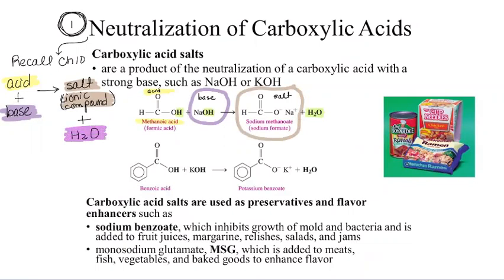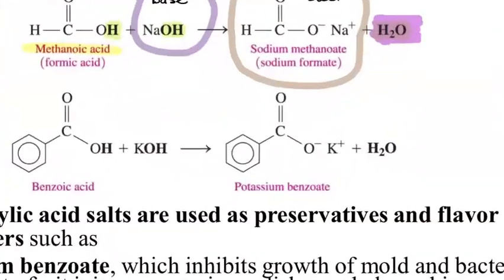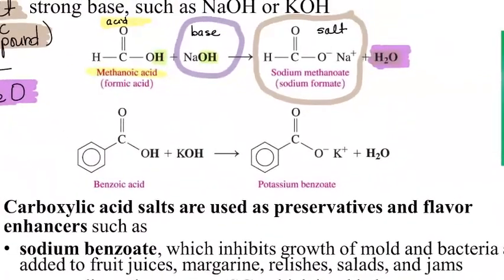And lastly, the water, as you can see, is where the OH in the base grabs onto the hydrogen of your carboxylic acid, okay? Now understand that this can happen to any carboxylic acid. And in the bottom example, we have benzoic acid reacting with potassium hydroxide. The salt in the system, which is the carboxylate salt, as you can see, is potassium benzoate.